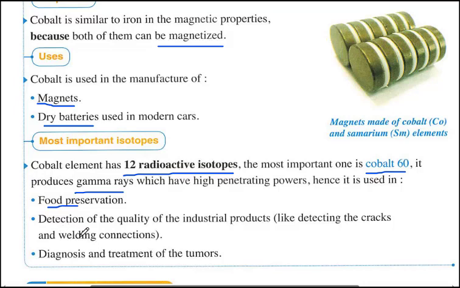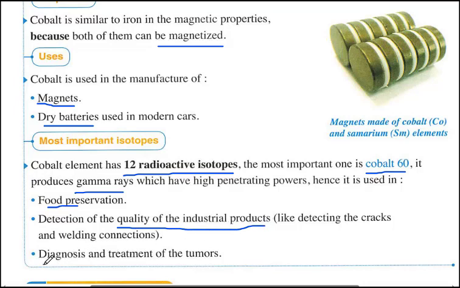So if we want to know whether this metal or this product is good or not, whether it is one piece or cracked in two pieces, we have to use cobalt-60. The gamma rays, which have high penetrating power, penetrate the whole metal, and we see if there is a connection or a crack in these products. So it is used in the detection of quality of industrial products by their high penetrating power.